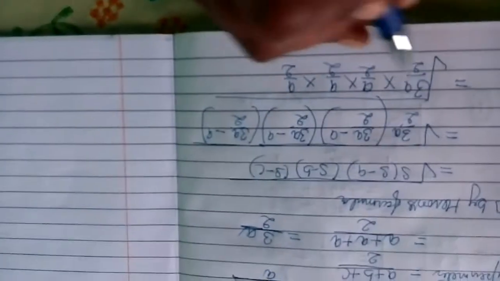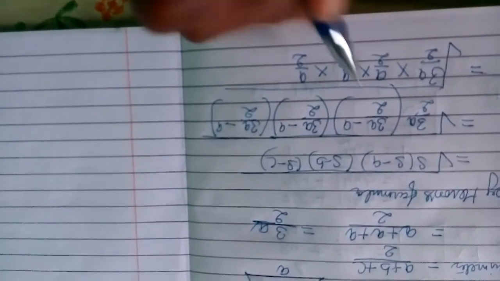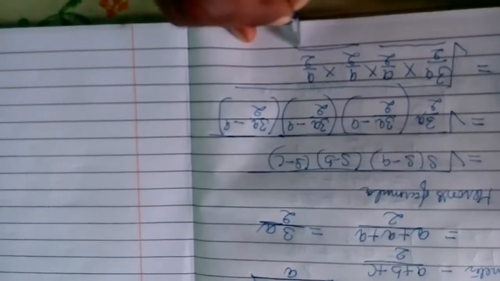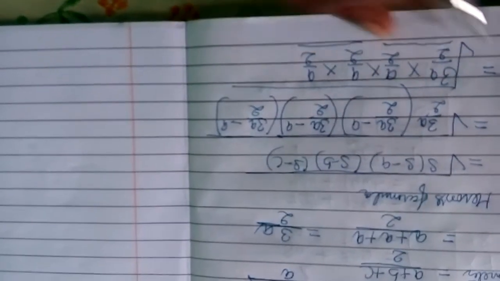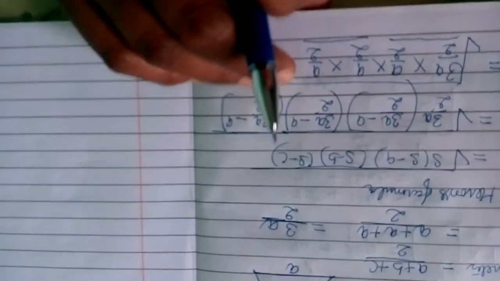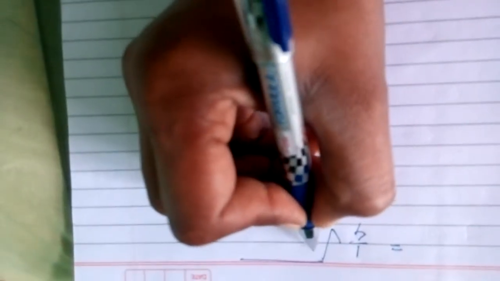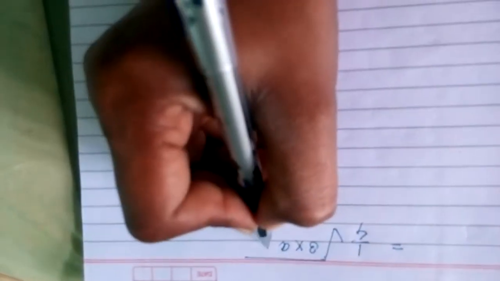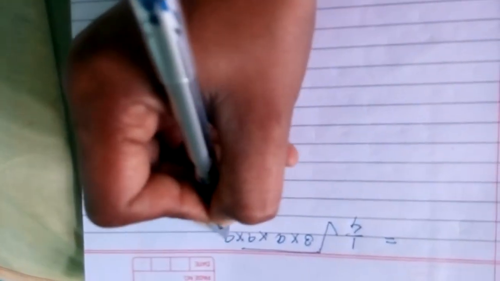Now you can see what you can do. You can take this 1 by 2 here, it is pairing, so this can be taken out of the square root. So you'll write, which is further equal to 1 by 4 into, you are left with 3 into a into a into a into a.